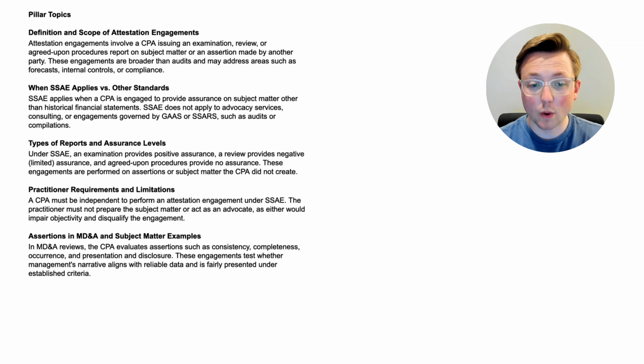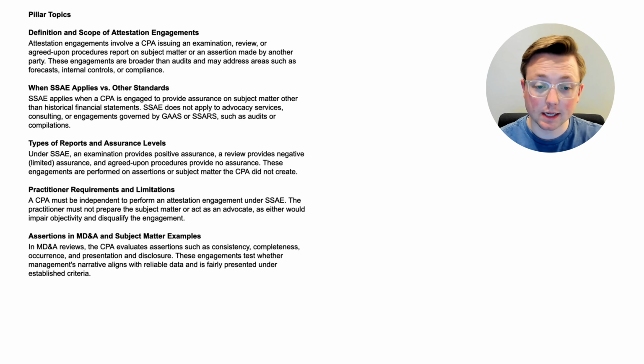These engagements are broader than audits and may address areas such as forecasts, internal controls, or compliance. Now let's talk about when the SSAE applies versus when you would use other standards. SSAE applies when a CPA is engaged to provide assurance on subject matter other than the historical financial statements. SSAE does not apply to advocacy services, consulting, or engagements governed by GAS or SARS, and we'll talk about SARS in a future video, such as audits or compilations.